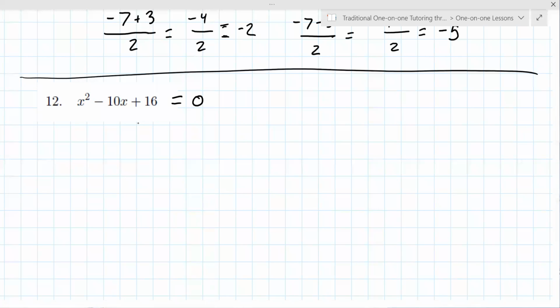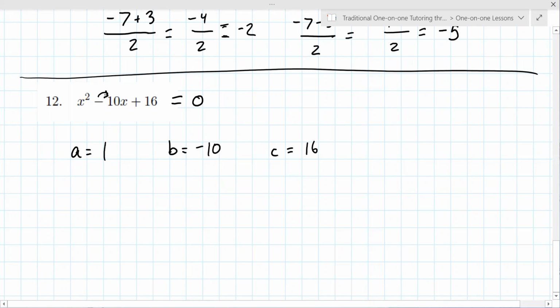So give me A, give me B, and give me C for this, please. A is 1, B is 10, and C is 16. Okay, so B is actually -10 because it takes on the sign of that. I didn't say that, but now you understand.